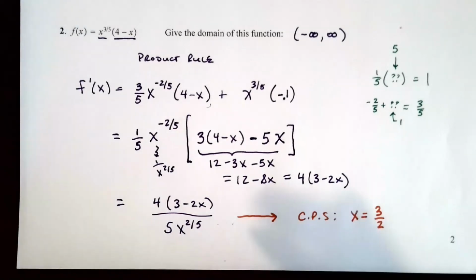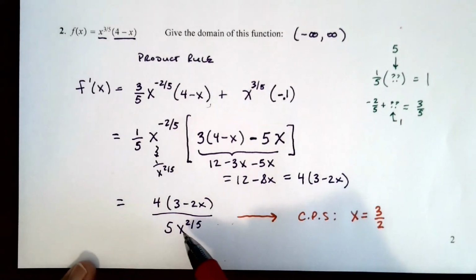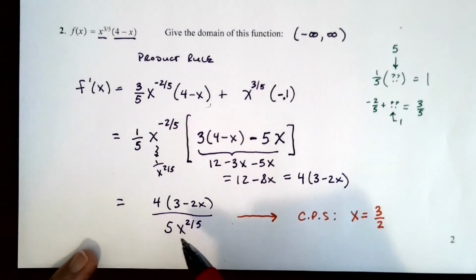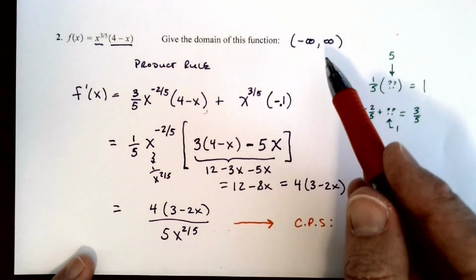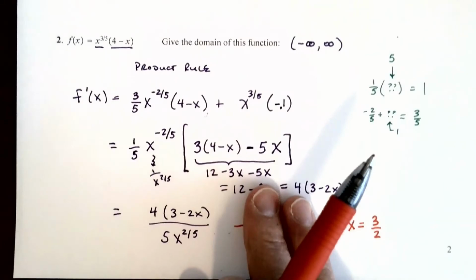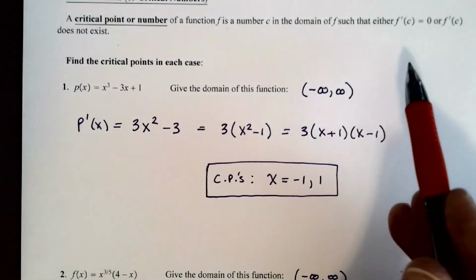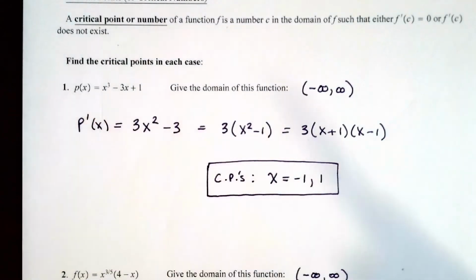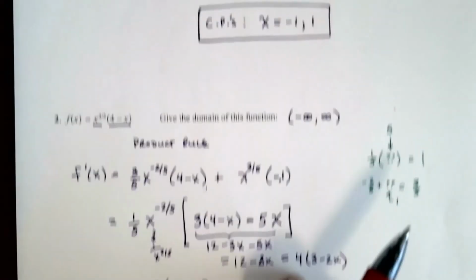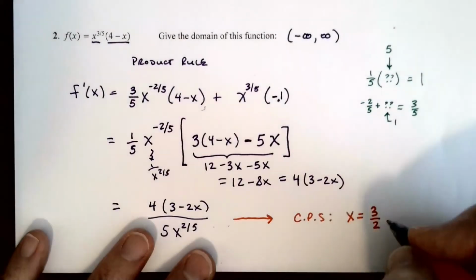But notice, someone might say, well, isn't the derivative 0 when x is 0? Well, no, it's not. If I plug in 0, I get 12 divided by 0, which is undefined. Right? 0 is in the domain of the function, but we want to include that as a critical point because remember, critical points are where the derivative is 0 or what? Does not exist, is undefined. So the derivative does not exist at 0.